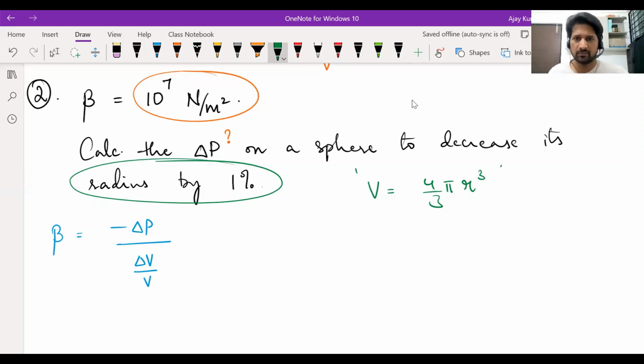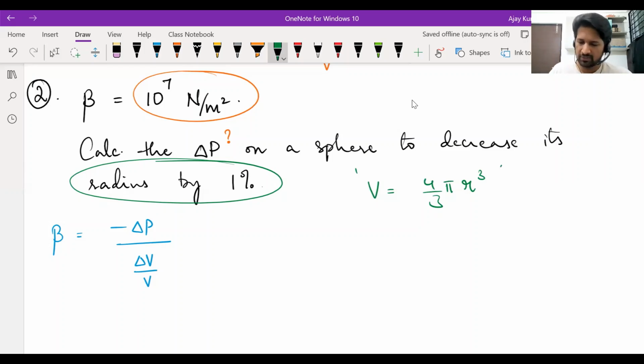We know V is 4 by 3 pi r cube. We want to relate change in volume to change in radius. So you differentiate this equation. With respect to what you differentiate is your choice. There are two terms here, volume and radius. You can differentiate with respect to volume, you can differentiate with respect to radius on both sides, or you differentiate with respect to some other variable also, it won't matter. Okay. Let's differentiate with respect to some other random variable, let's say x.